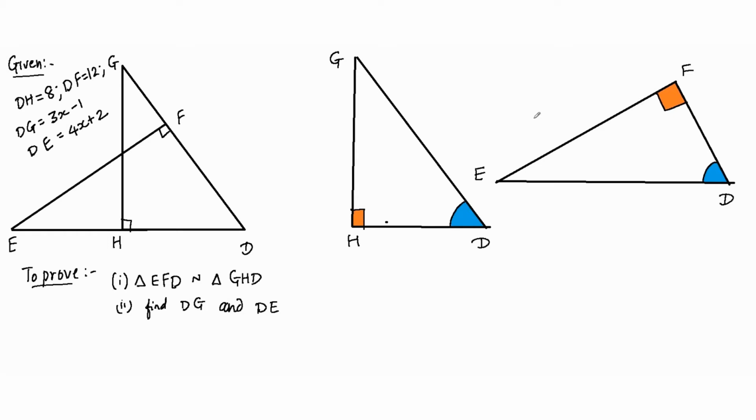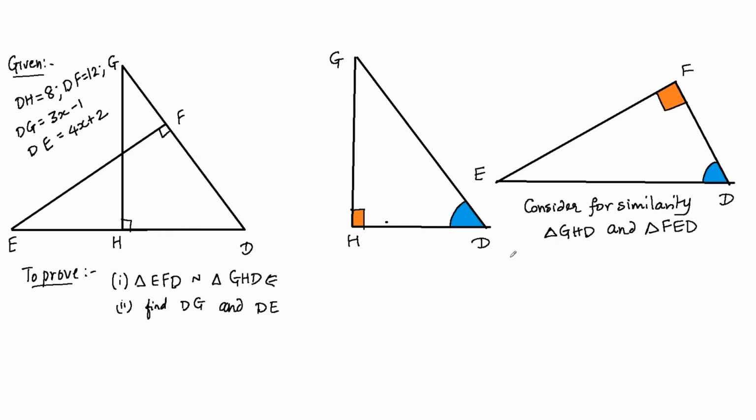I notice that angle H and angle F are both 90 degrees, and also you will notice that angle D is the common angle in both the triangles, right? Because the same angle is being counted in both the triangles. So I can easily prove this using the AA test. So let me write the proof. We can say that, for similarity, consider triangle GHD and triangle FED, right?